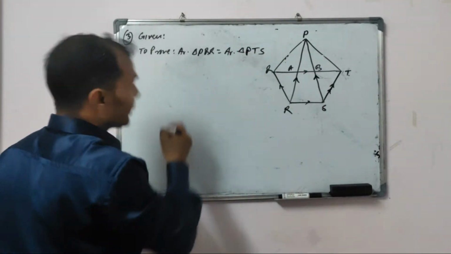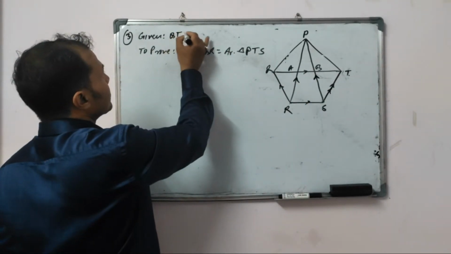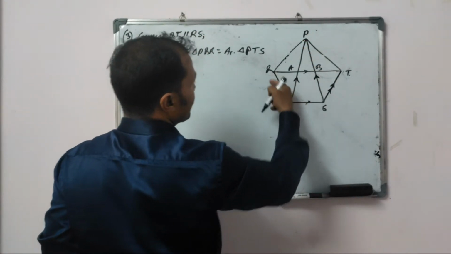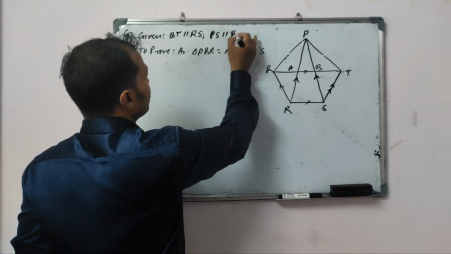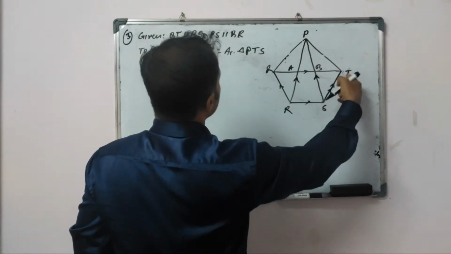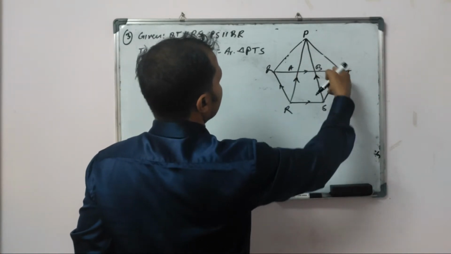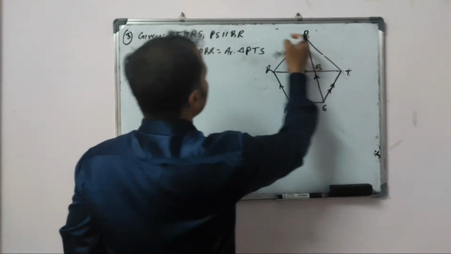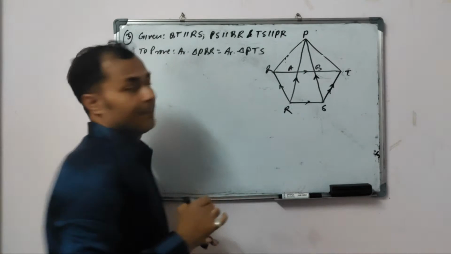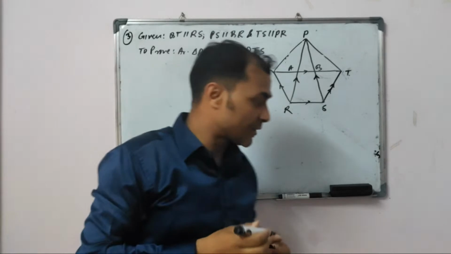Fine. What is given over here? Given, QT is parallel to RS. Then PS is parallel to QR. This parallel to this, TS parallel to PR, and QT is parallel to this one. Okay, so this much is given. These are the givens, and you need to prove this. Well, guys, think how to prove this.